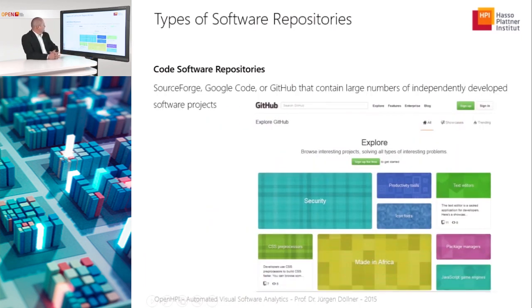The third type corresponds to large collections of software projects. So it's a kind of project software repository or simply code software repositories, such as SourceForge or Google Code or GitHub. They collect a large number of different and independently developed software projects.